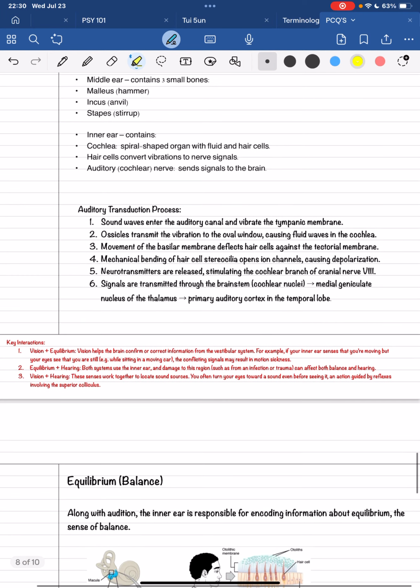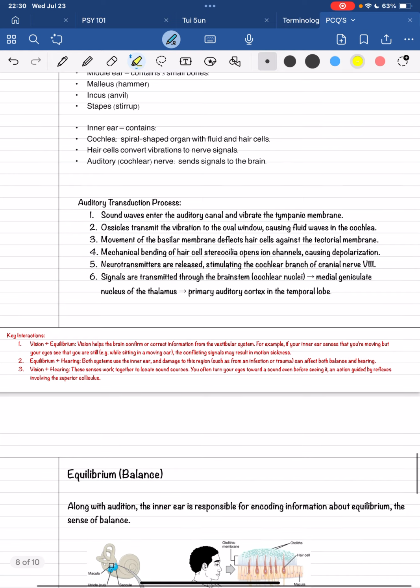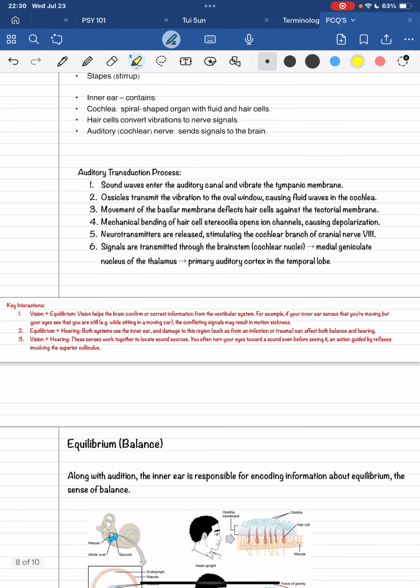The key interactions: vision and equilibrium. Vision helps the brain confirm or correct information from the vestibular system. For example, if your inner ear senses that you're moving, but your eyes see that you're still, for example sitting in a moving car, the conflicting signals may result in motion sickness. Equilibrium and hearing: both systems use the inner ear, and damage to this region can affect both balance and hearing. For vision and hearing, these senses work together to locate sound sources. You'll often turn your eyes toward a sound even before seeing it, an action guided by reflexes involving the superior colliculus.